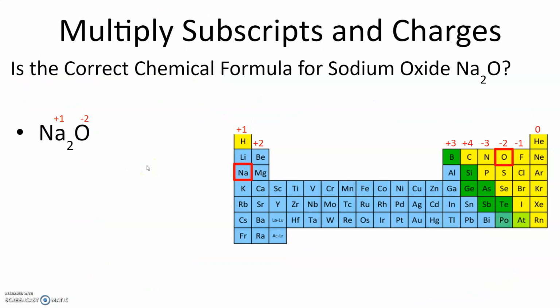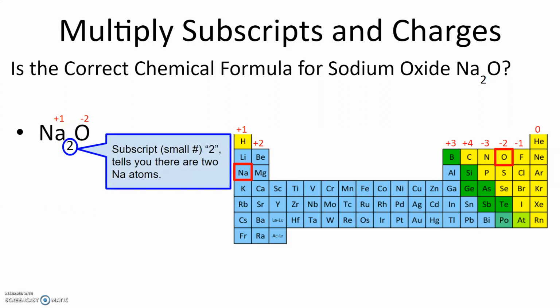So how would we tackle something if we had a chemical formula like this, Na2O? What would we do then with that subscript? All right, so now we're sort of working backwards. The subscript is that small number. What that tells you in this case is that you have 2 sodium atoms, right?